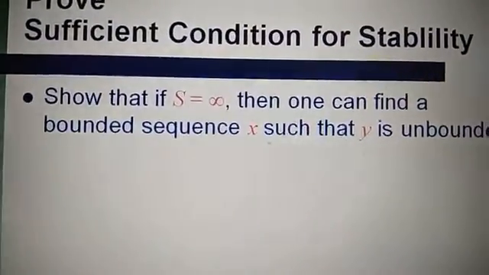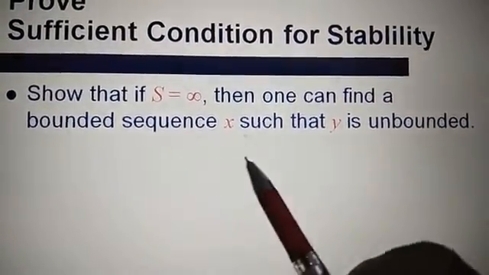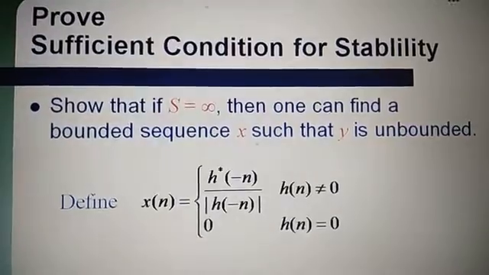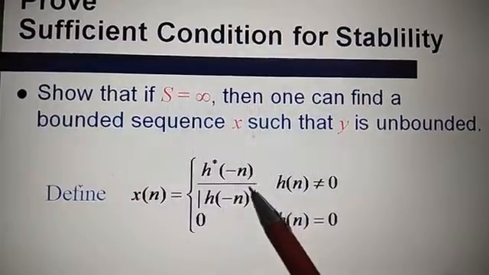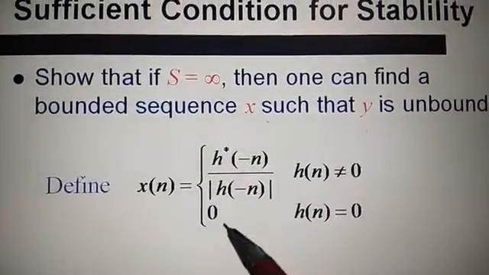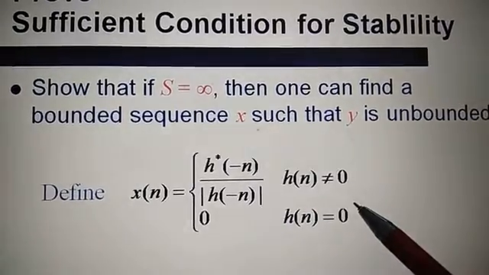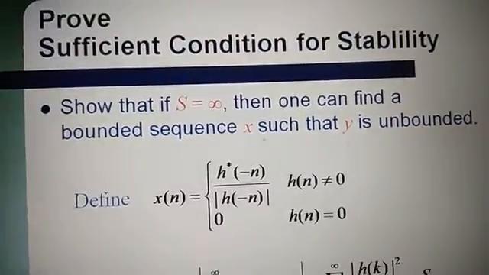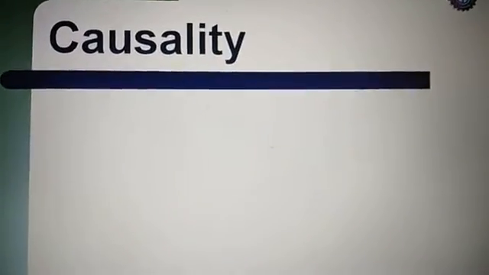Show that if S is equal to infinity, then one can find a bounded sequence x such that y is not bounded. That is the condition for the stability. Let us define x of n is equal to h star of minus n divided by magnitude of h of minus n, where h of minus n is not equal to 0, and its value is equal to 0 when h of minus n is equal to 0. This is regarding stability.